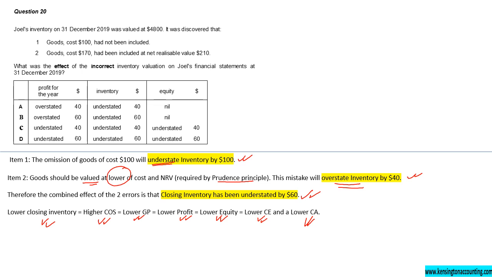an understatement of inventory. The question here, what is the effect of the incorrect inventory valuations on the financial statements? So the profit will be lower. So we're talking about 60 here. The profit will be lower by 60. Inventory also will be lower by 60, and equity also will be lower by 60. Therefore the correct answer is D.